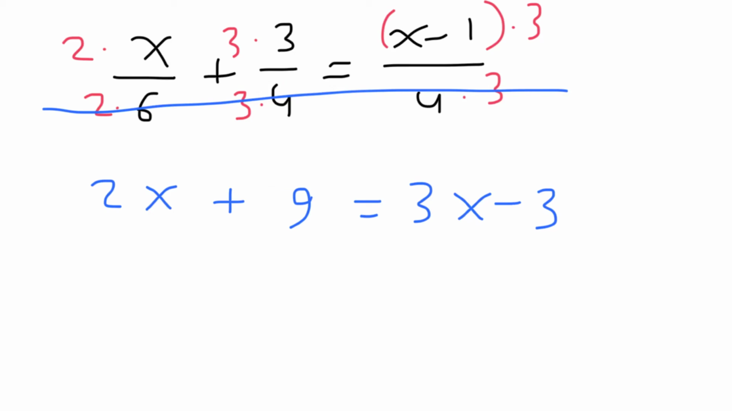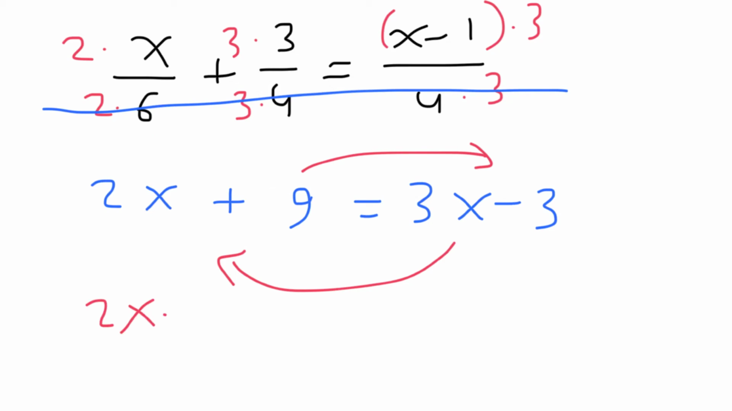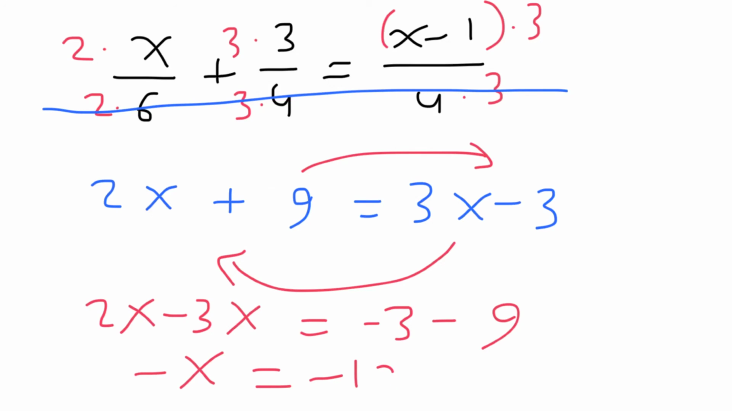Now we bring the x's together and the numbers together, so we bring the x's maybe to this side and the numbers maybe to this side, so it will be 2x minus 3x, and this will be minus 3 minus 9, because the terms change sign when they move. And now this is minus x on the left and minus 12 on the right. And that means if you divide both by minus 1, then you will get the value of x equal to 12.